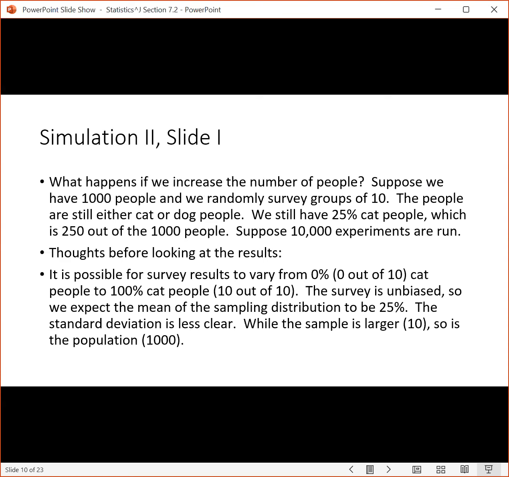And then this time, instead of saying that we're just going to do the experiment millions of times, we're going to limit it. We're going to say we're going to do it 10,000 times. All right. So let's have some thoughts before we actually look at the results.